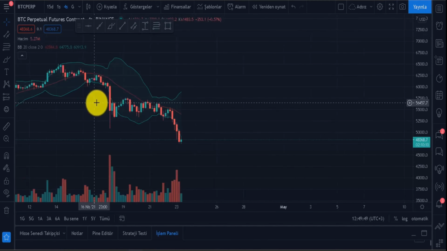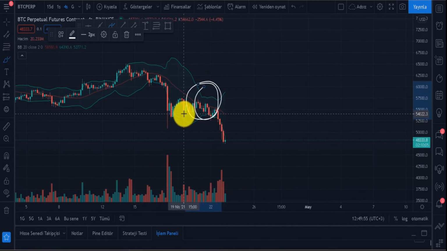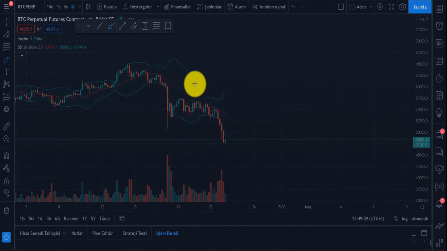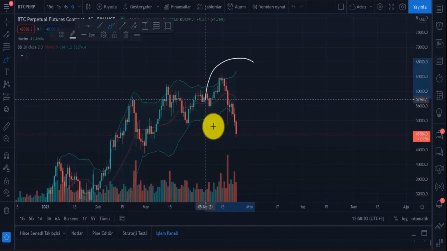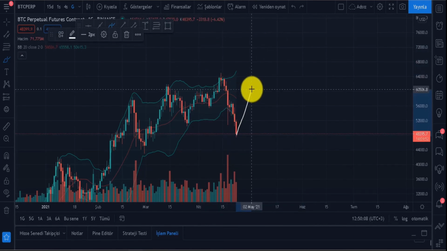As you can see here, volatility is decreasing a bit. The Bollinger Bands are narrowing, friends. Here, the Bollinger Bands are widening when volatility increases. Now, let's take a look at the daily chart as well. As you can see, the Bollinger Bands are currently expanding, friends. This also indicates that volatility is increasing.